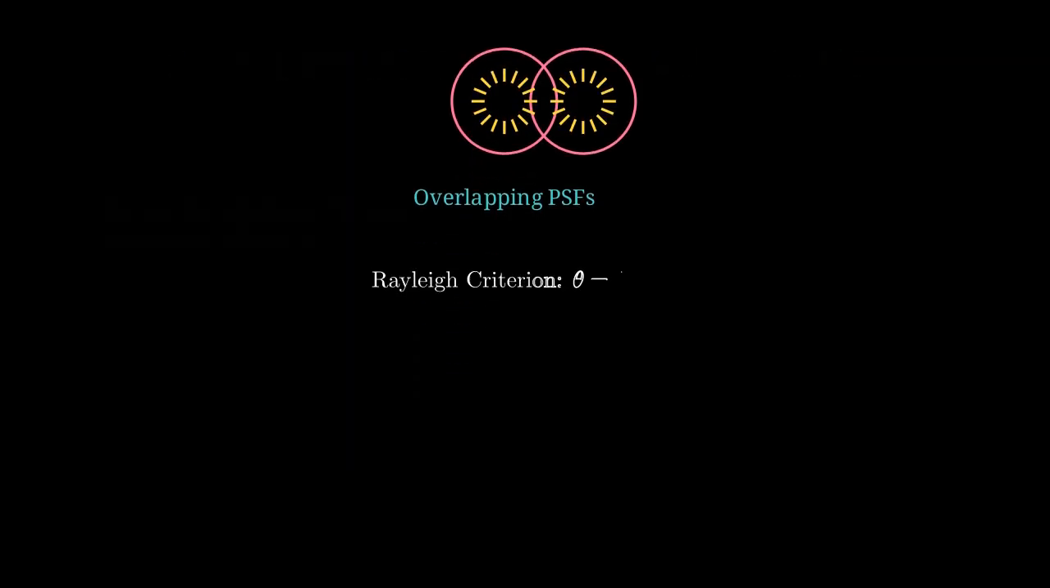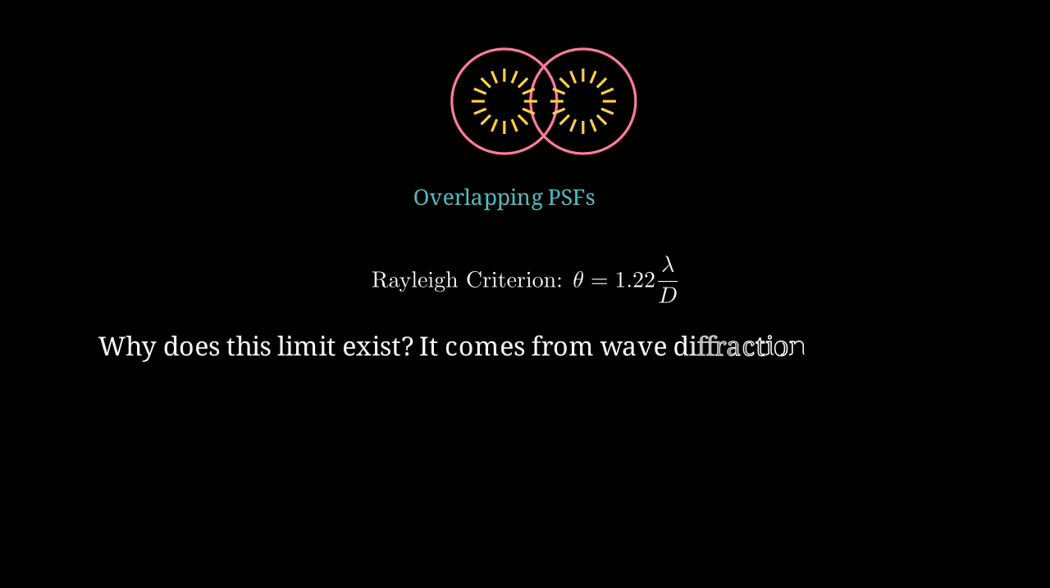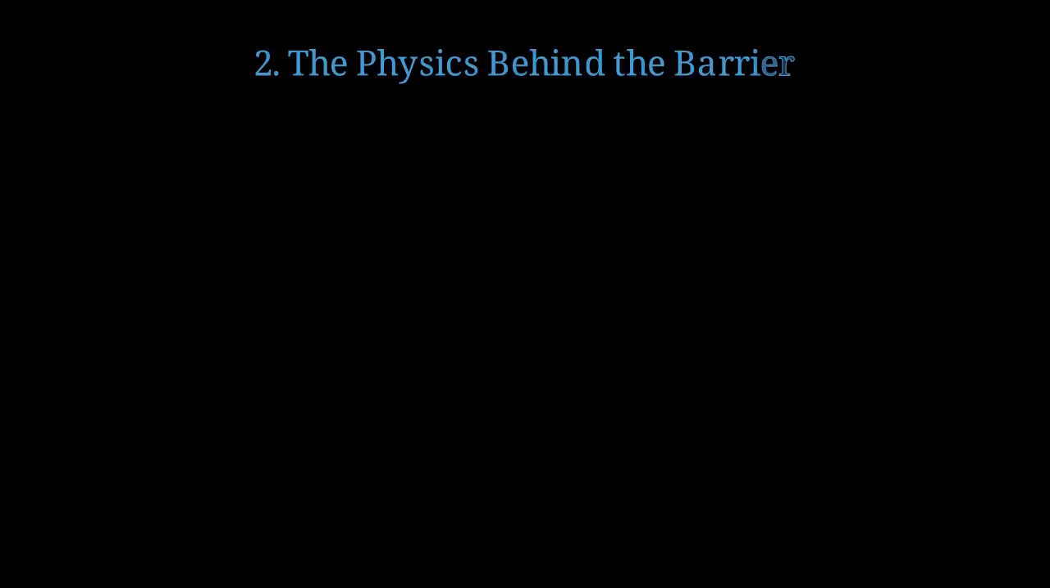The Rayleigh criterion provides another formulation. The angular resolution equals 1.22 times wavelength divided by aperture diameter. But why does this limit exist at all? The answer lies in the wave nature of light and unavoidable diffraction through the objective lens. Let's dive deeper into the physical mechanisms that create this seemingly insurmountable barrier.